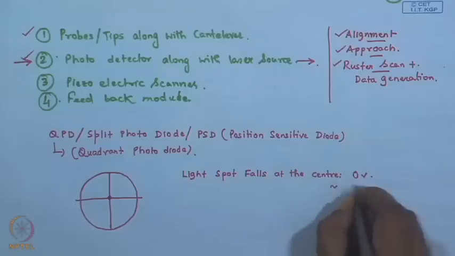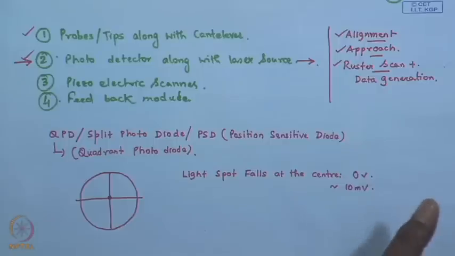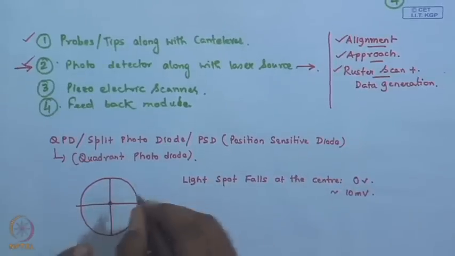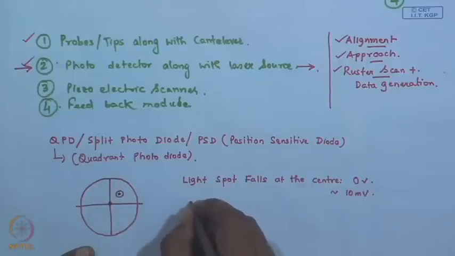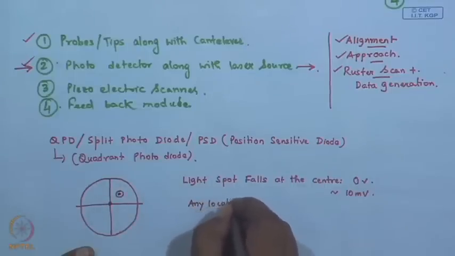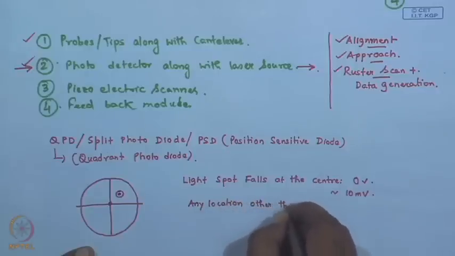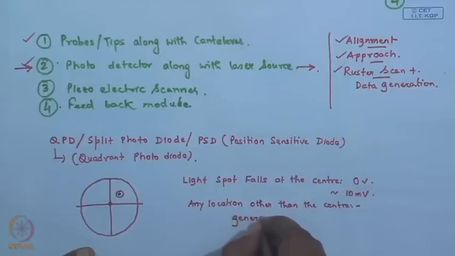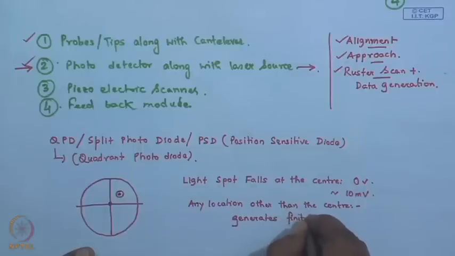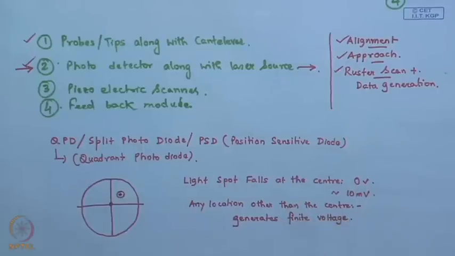Typically, in most commercial AFMs, if the light spot falls exactly at the periphery, it corresponds to a voltage of roughly 10 millivolt. It can vary, it really doesn't matter. Now, if this spot, which can be a laser spot or a light spot, falls at any other location, it generates a finite voltage.